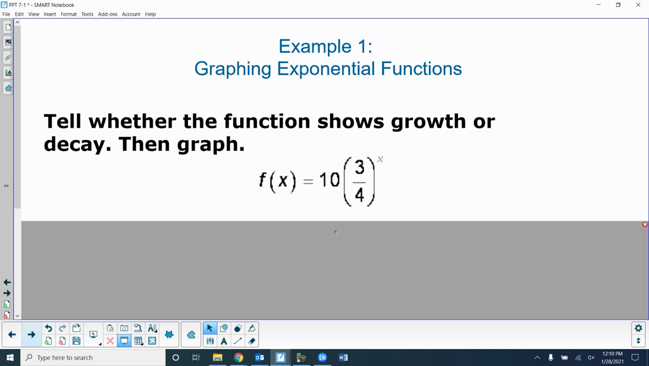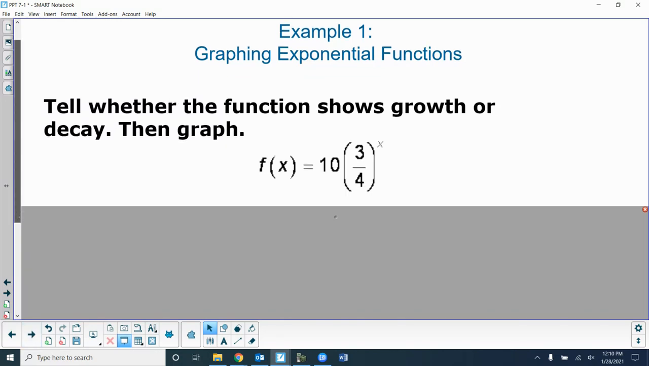And 3/4 is just 3 divided by 4, right? It's just a division problem. That's what a fraction is, a division problem. Right, caret x. Remember your caret button.